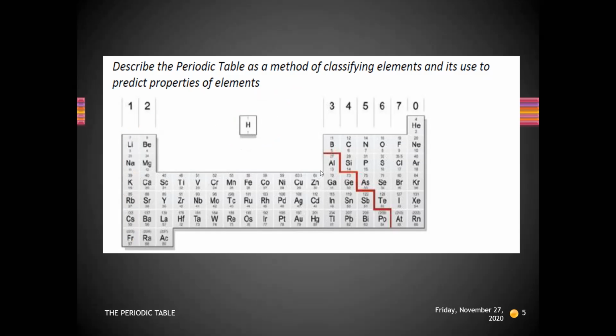Is it clear? This is the introduction of the topic, the periodic table. Now, what is this staircase line? You can see this staircase. So why is it drawn? Because it shows the boundary between the metals and the non-metals.